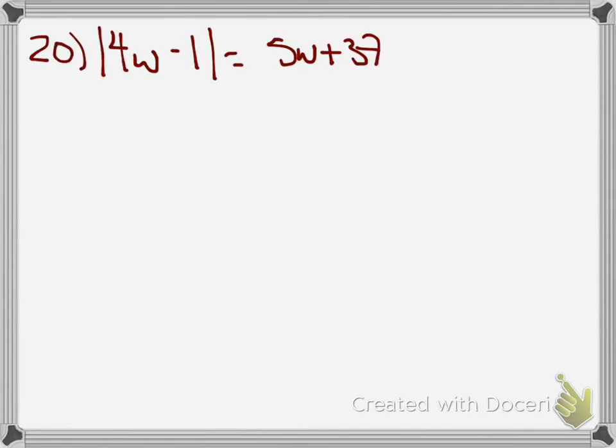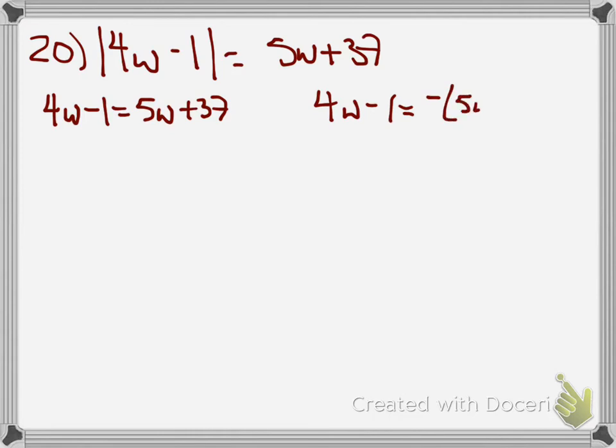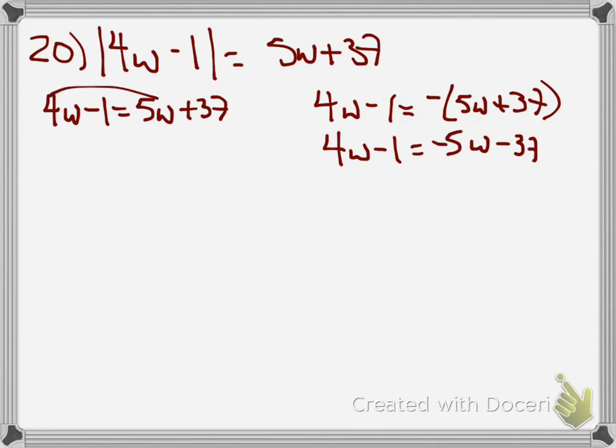Alright, so let's look at number 20. Okay, same thing. 4w minus 1 is equal to 5w plus 37. And then 4w minus 1 is equal to -5w plus 37. So that means if I make that 4w minus 1 is equal to -5w minus 37. Okay, variables to the left, minus 5w.